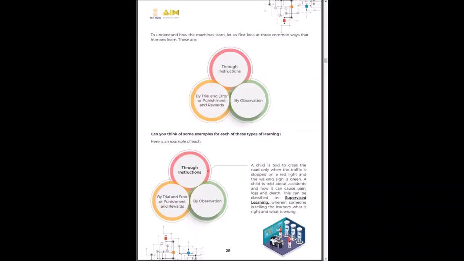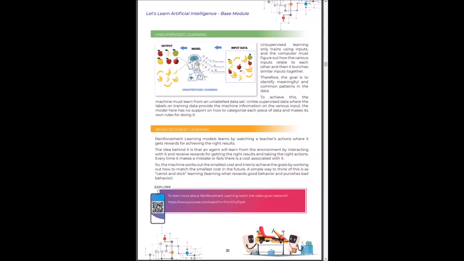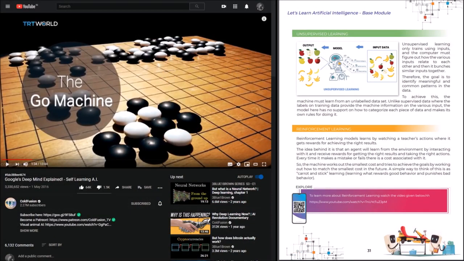To understand how machines learn, let us first look at three common ways how humans learn. Humans learn through instructions, through trial and retrial, through observation. Similarly, the machine learns in three methods: supervised learning, unsupervised learning, and reinforcement learning. To learn more about reinforcement learning, you can click on this link.